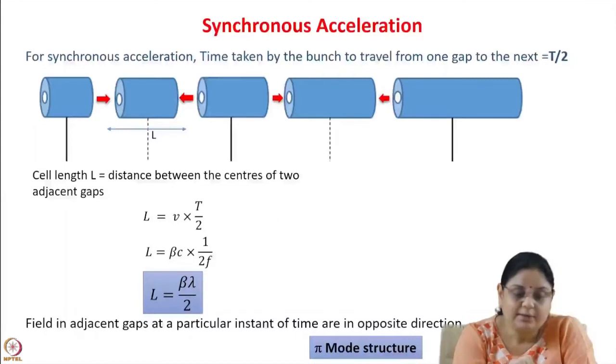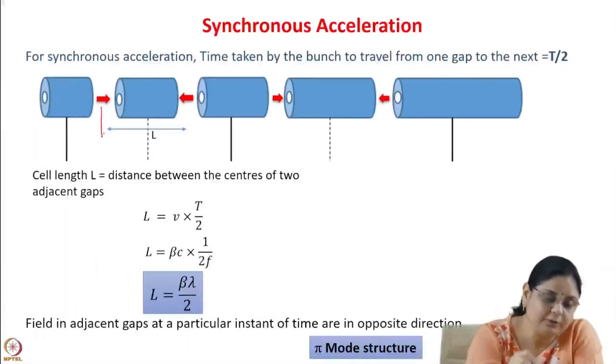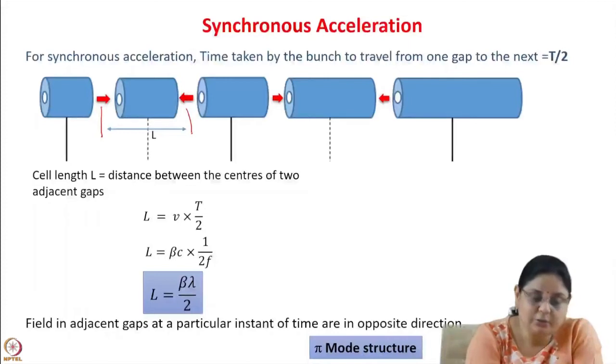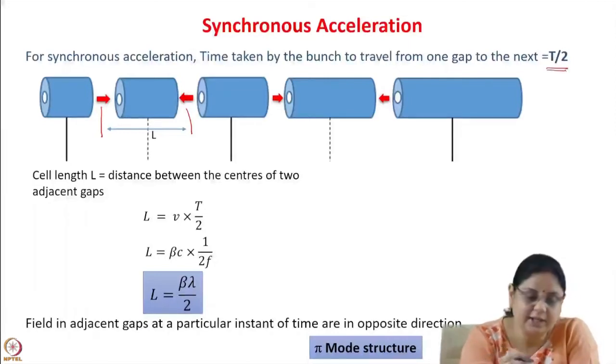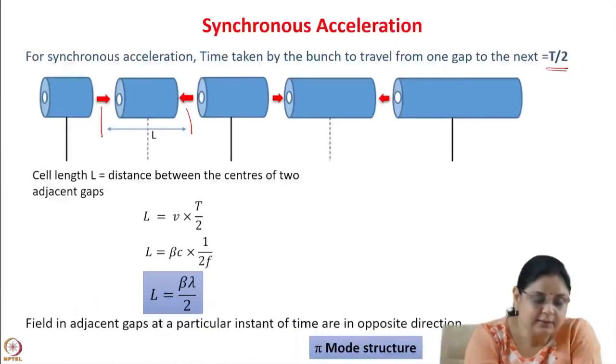For synchronous acceleration, as we have seen, the time taken by the bunch to travel from one gap to the next, from here to here, is equal to T by 2. Only then does the field change sign and the bunch experience acceleration in this gap as well. We define cell length as the distance between the centers of two adjacent gaps. So the cell length for synchronization should be L equal to V into T by 2. If the charged particle moves from here to here with average velocity V, it takes time T by 2. So L will be equal to V into T by 2.